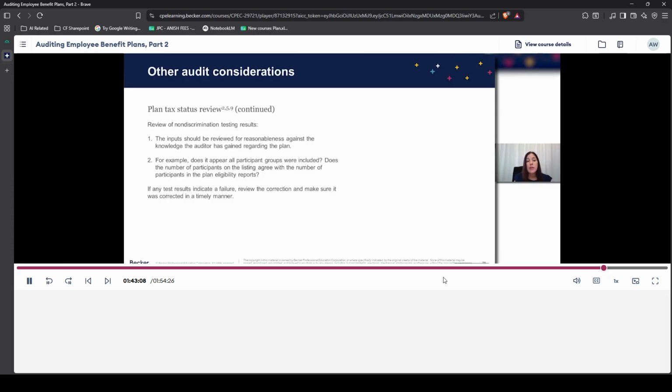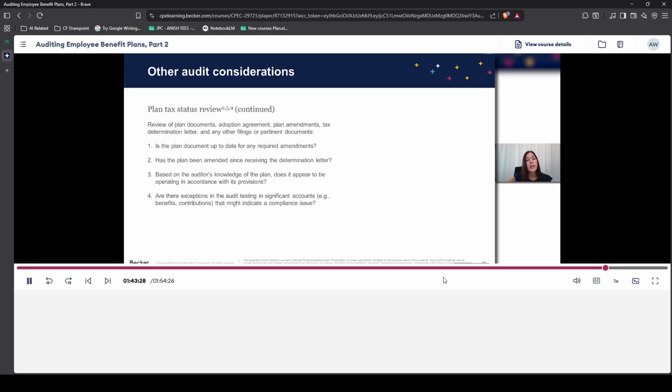So when we are reviewing those testing results, if they have failed the ADP test, then refunds are going to have to be made back to the affected participants. If they have failed the ACP test, then the plan sponsor is generally going to have to make a contribution to bring the plan back up to passing. But as we are reviewing those results, we have to appropriately disclose that in our financial statements when it comes to failing the ADP test, to make sure they have refunded the excess contributions appropriately.